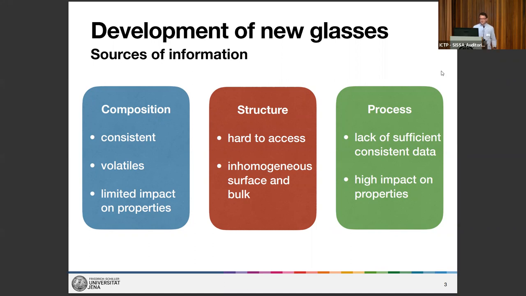And there's of course a lot of inhomogeneous surfaces and bulk materials, because sometimes you want to introduce some kind of stress within your glass or some kind of chemical gradient from the inside to the outside or the other way around. So it's quite hard. The best source of information to focus on is therefore the process parameters, but we have a lack of sufficient data, and it's expected to have a very high impact on the properties.